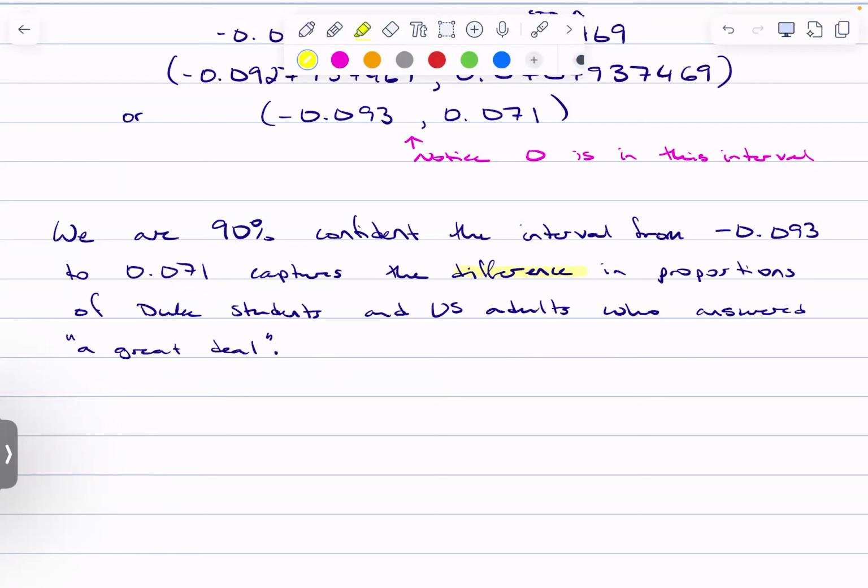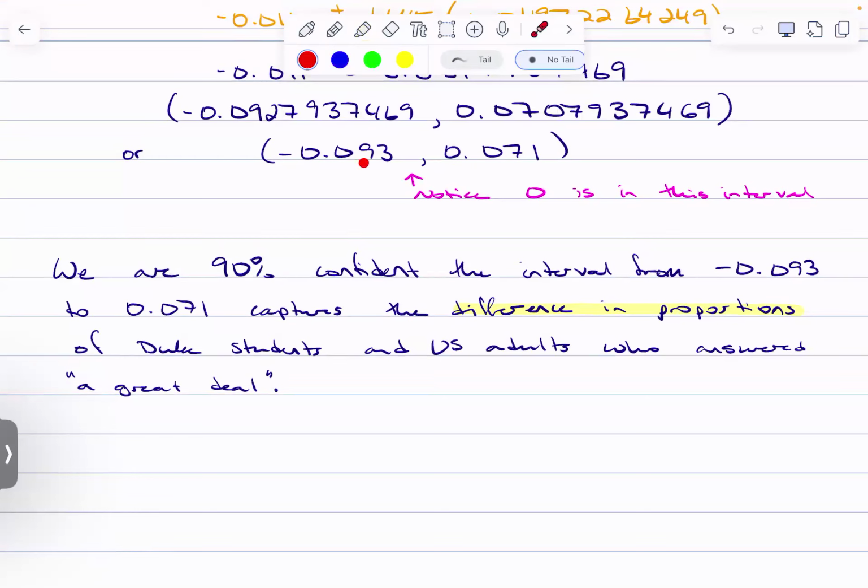The key is that this is for the difference in the proportions, right? And so the question will ask you, hey, build a confidence interval for the difference in the proportions. So it's not that big of a stretch, but then when we're interpreting it, we have to think about, okay, well, this is the difference in the proportions, P1 minus P2, right? We're 90% confident that the difference in population proportions is somewhere in here, right? And so for later, we see that a difference of 0 is in this interval.